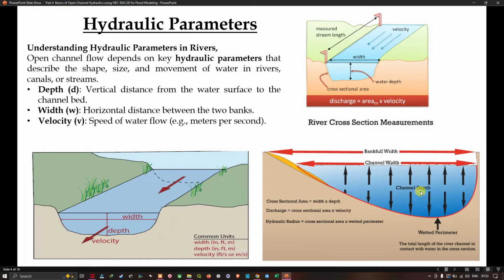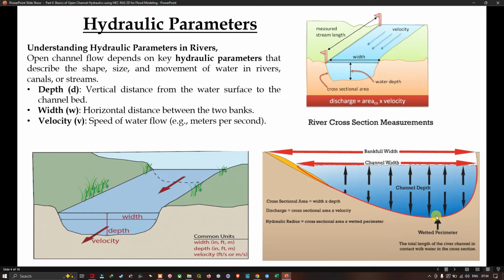The next parameter is the wetted perimeter, the total length of the river channel in contact with the water in the cross section. Here this red line indicates the wetted perimeter, and the definition is given here: the total length of the river channel in contact with the water in the cross section. This area in red indicates the wetted perimeter.